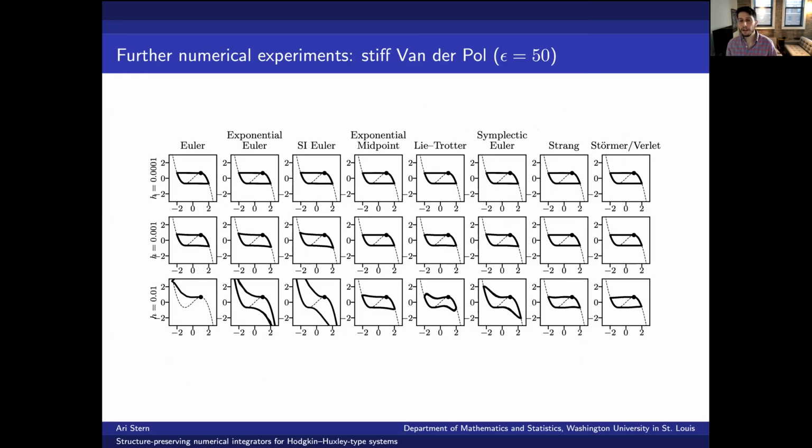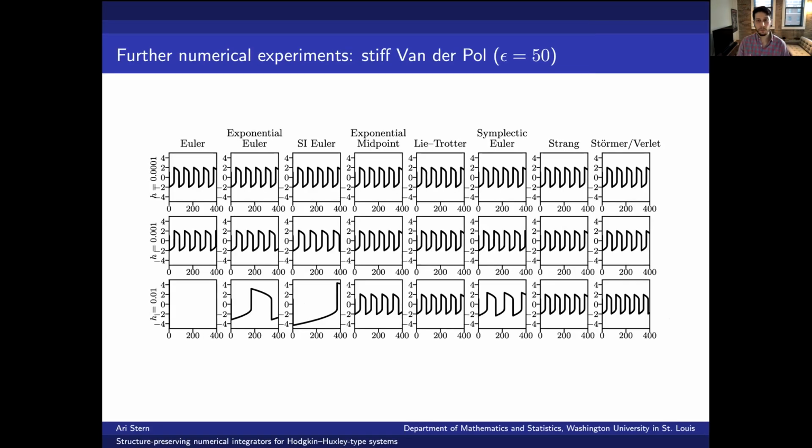So here are some further numerical experiments, and interestingly, although we do get some distortion with the symplectic Euler and Störmer-Verlet methods, the Lie-Trotter and Strang methods actually do quite well. Even though this one has some distortion, the distortion is only in the jumping part of the limit cycle where the solution spends very little time. So in fact, we see that it correctly captures the amplitude and frequency of spiking quite well. Right, so we see this in this picture.